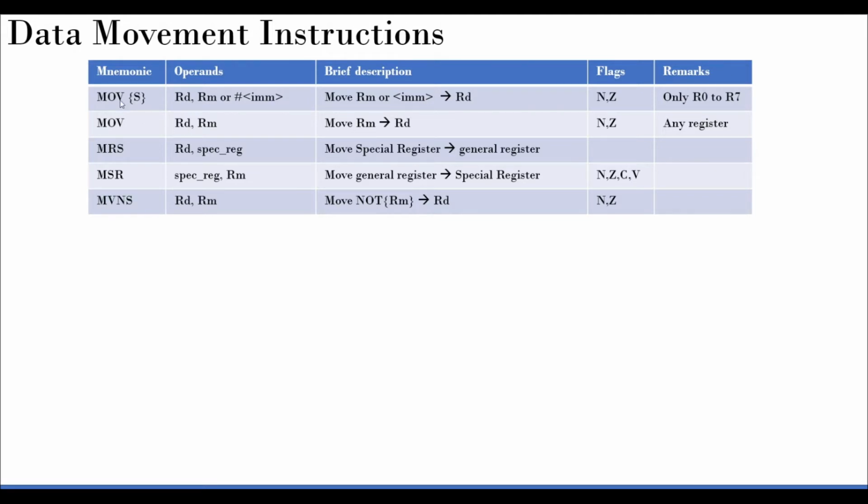Again, there are a bunch of options. As you can see, there is a MOVS option and there is a MOV option. One thing I want to highlight: if you choose the S option, it works only for registers R0 to R7. If you put MOVS with registers beyond R0 to R7, it will give you an error when you build the code.